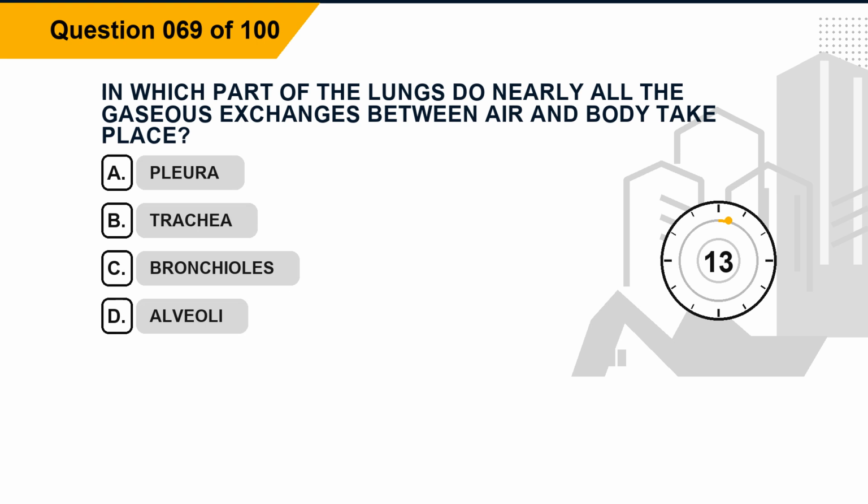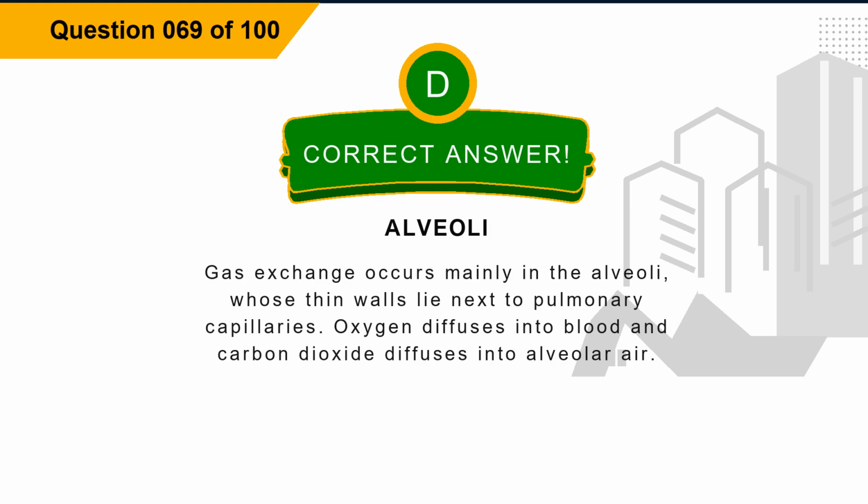Question 69. In which part of the lungs do nearly all the gaseous exchanges between air and body take place? Option A, pleura. Option B, trachea. Option C, bronchioles. Option D, alveoli. The correct answer is option D, alveoli. Explanation. Gas exchange occurs mainly in the alveoli, whose thin walls lie next to pulmonary capillaries. Oxygen diffuses into blood and carbon dioxide diffuses into alveolar air.